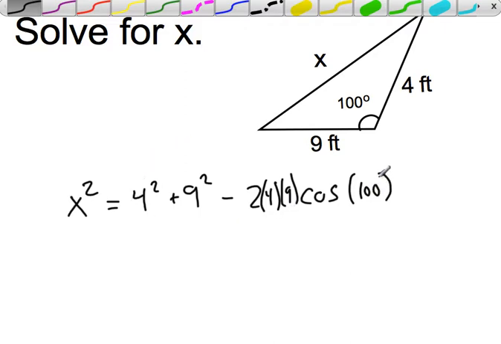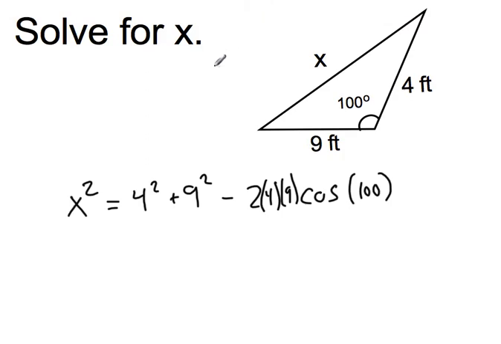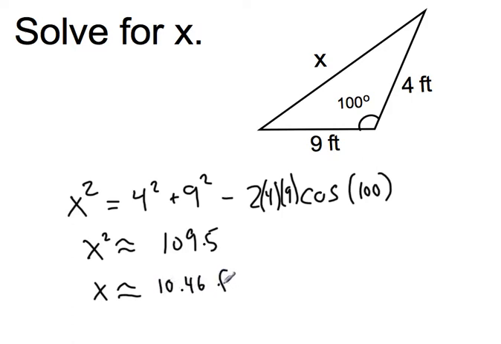Everything on here, there's no variables on this side of the equation, so you can just plug this right into your graphing calculator or your regular calculator if you have one that does sine and cosine, and just see what you end up getting. So you end up getting approximately 109.5. The last step is to square root both sides. X being the side length of a triangle, it's got to be positive, so we just want the positive value. So when we take the square root of 109.5, we end up getting 10.46. So that missing side length of the triangle is 10.46 feet.